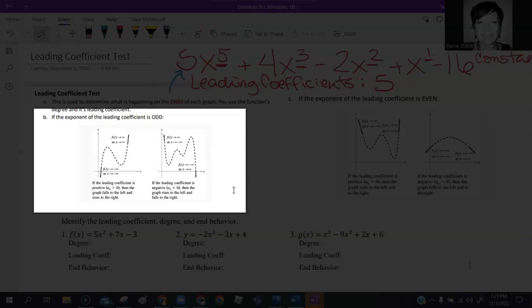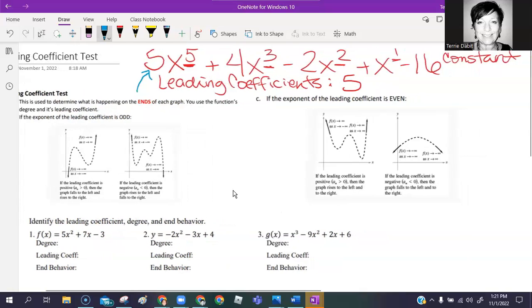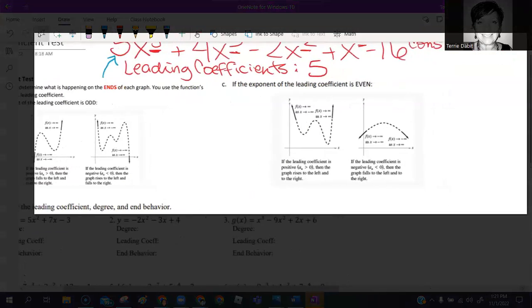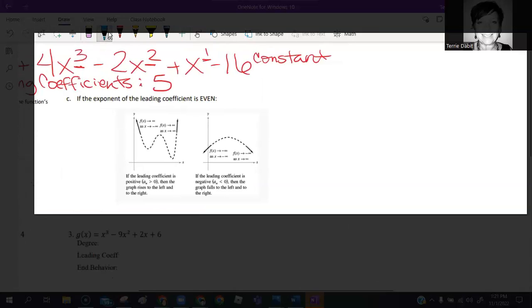And then in letter C, if the exponent of the leading term is even, let me write something over here. So I could have something like 7x to the 6th power.